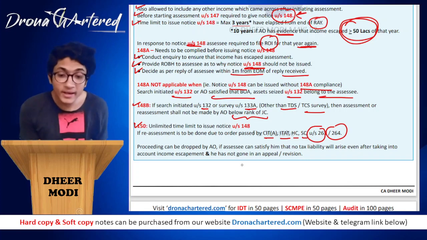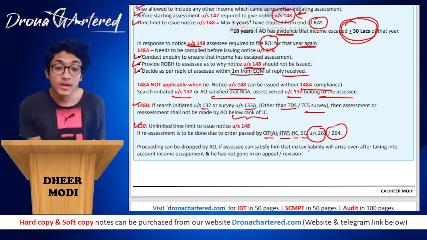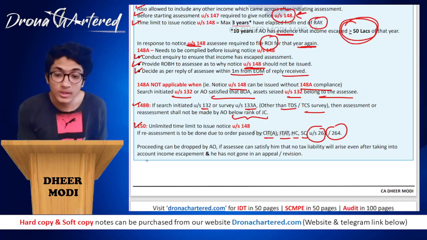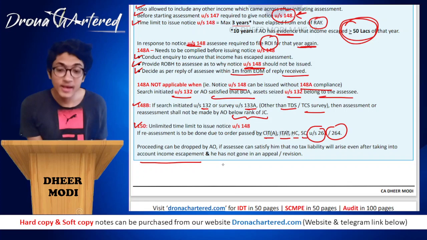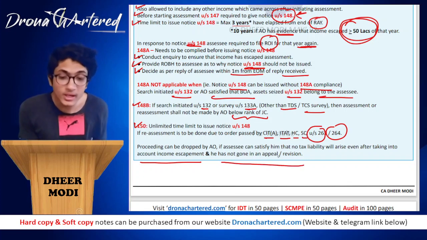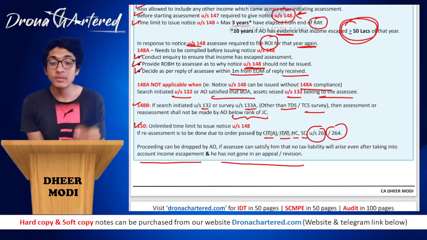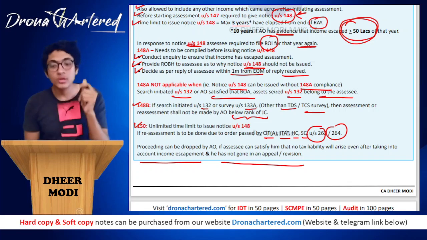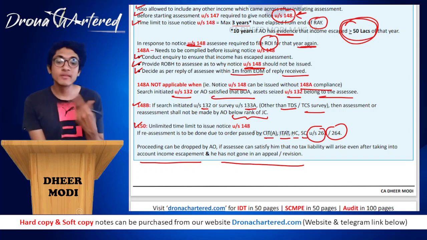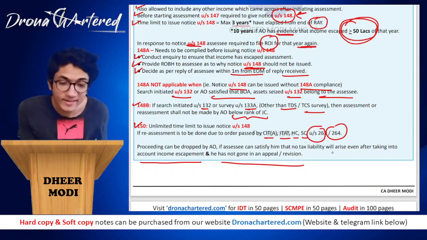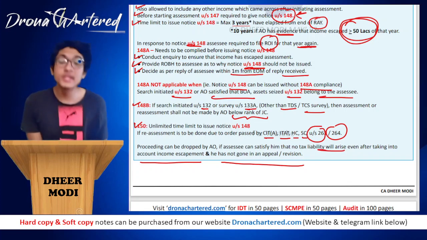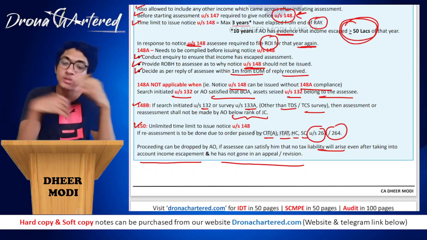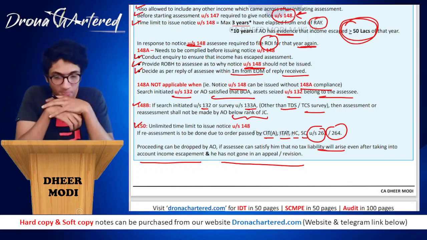Proceedings can be dropped by the AO if the SSC can satisfy him that no tax liability will arise even after taking into account the income escapement and he has not gone in appeal or revision. That means if the proceedings have already begun, but the SSC shows him that even if you include this income, my tax liability will not increase, that means that no tax liability will arise even after taking into account the income that has escaped, and this person has not appealed. In such a case, the proceedings will be dropped.